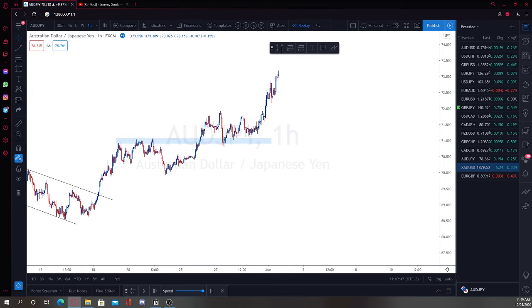Again, it's just rinse and repeat. We're doing the same exact thing. We have an impulse. We're waiting for a correction to form. No correction has really formed yet. But if a correction does form, we're looking for it to retest the top of the previous impulse. If it gets down to there, we're looking to enter. If it doesn't, we don't.